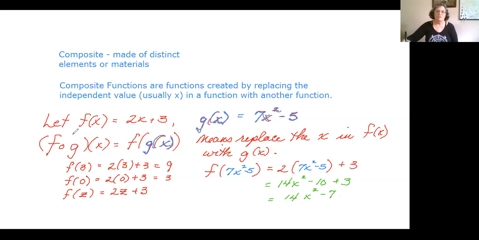So the circle means composition. It means rewrite it like this. The second function is going to replace the x in the first function.